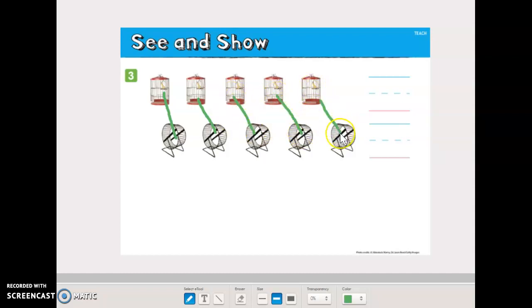Oh my goodness, look at that. They are equal. All right, so how many do we have? 1, 2, 3, 4, 5 of these. So we're going to draw the number 5 up here on the top. And we're going to go ahead and draw 5 down below.